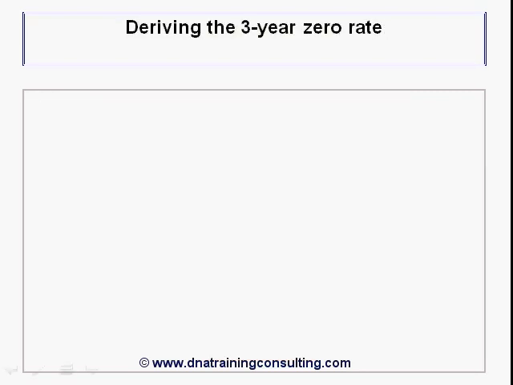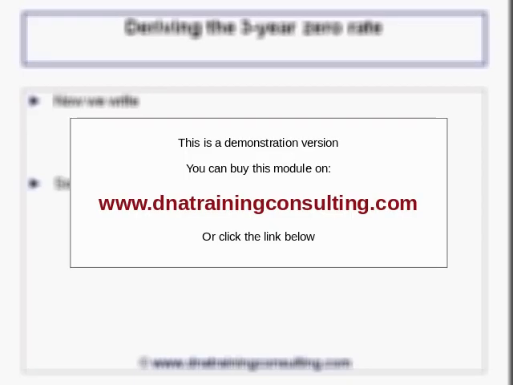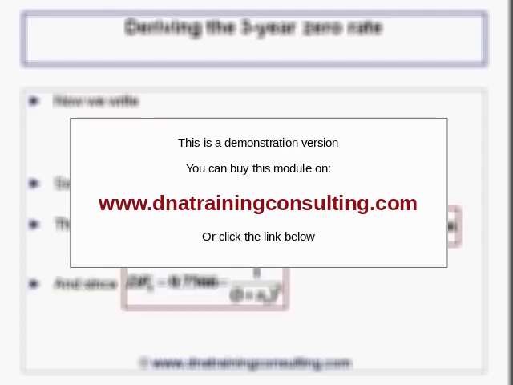To derive the 3-year zero coupon rate and discount factor, we proceed as before and write the fundamental pricing equation for the 3-year note as price equals cash flows individually discounted, which enables us to solve for df3 since we already know df1 and df2. This leads to df3 equals this quantity here, and therefore df3 is 0.7566, and since df3 is 1 over 1 plus z3 to the power 3, it follows that z3 is 9.7435%.